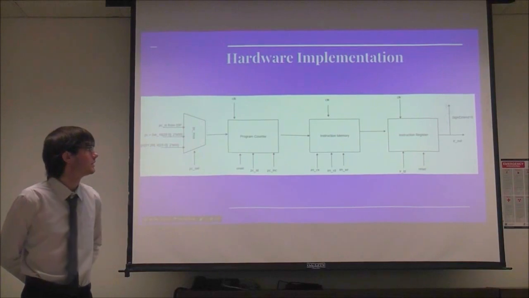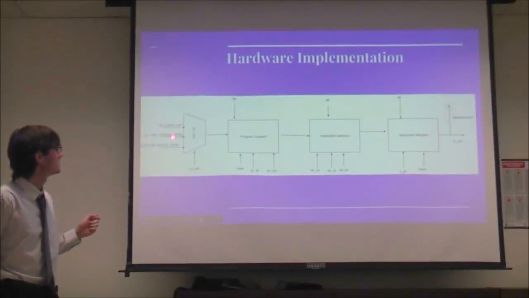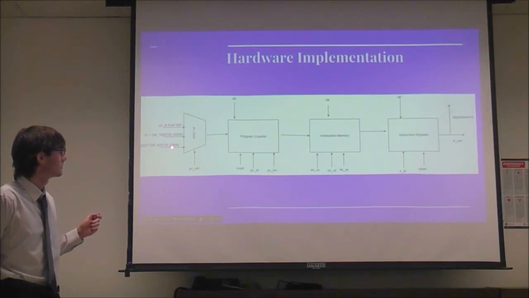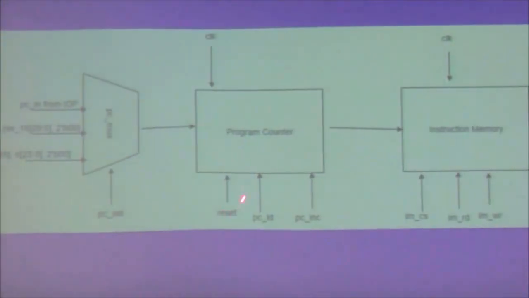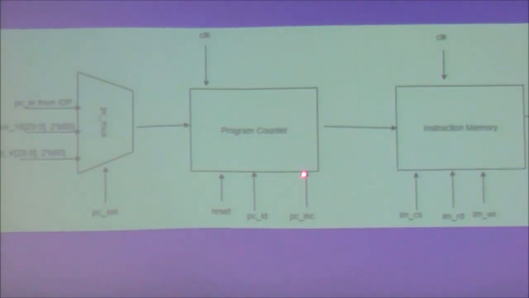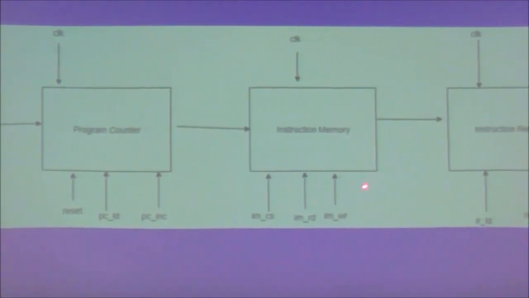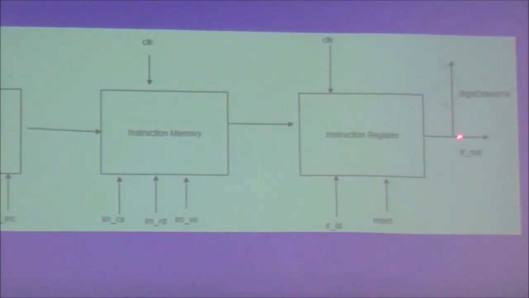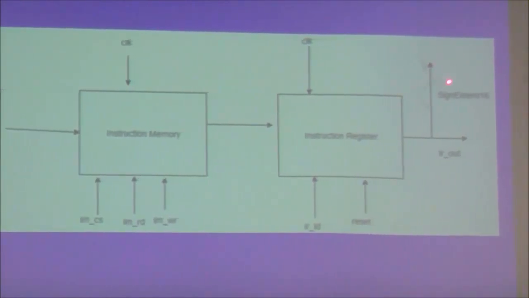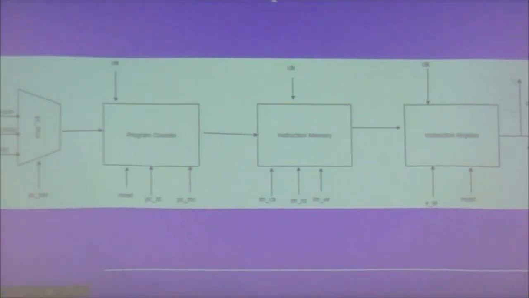And here is the instruction unit. The PC MUX can take PC in from the IDP, the branch address, or the jump address. Here's the program counter, which can be loaded or incremented. The instruction memory, which has a chip select, read and write, goes to the instruction register, which goes either out through the sign extend or to IR out to the rest of the processor, or to the IDP.